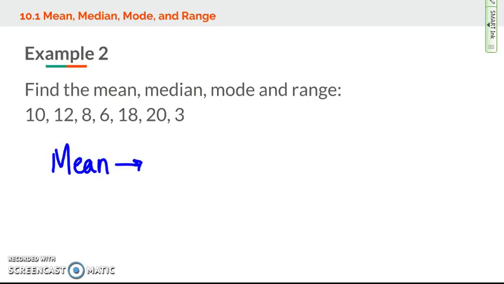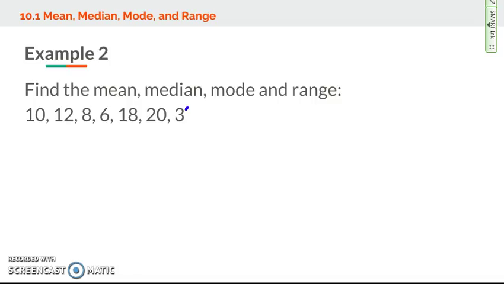To find the mean, go ahead and add up the numbers. 10 plus 12 plus 8 plus 6 plus 18 plus 20 plus 3 gives us an answer of 77. All right, now we're going to divide by how many there are, and we just counted it up. There were 7 of them, so 77 divided by 7 gives us an answer of 11. Okay, and make sure you're showing that work there.